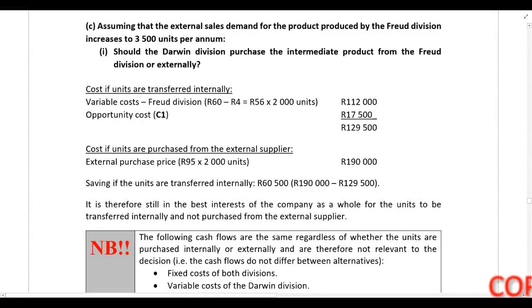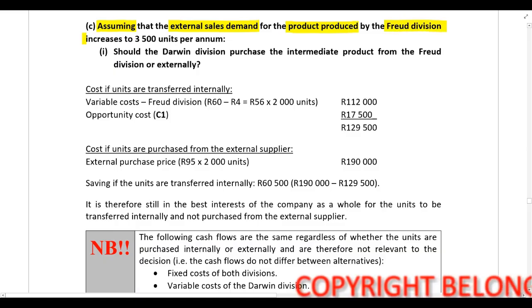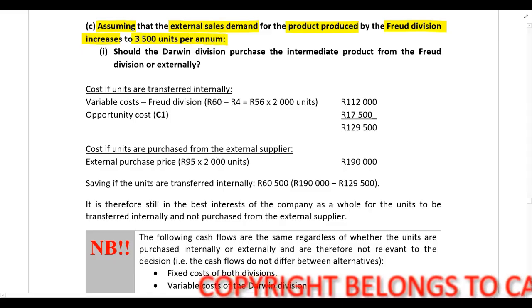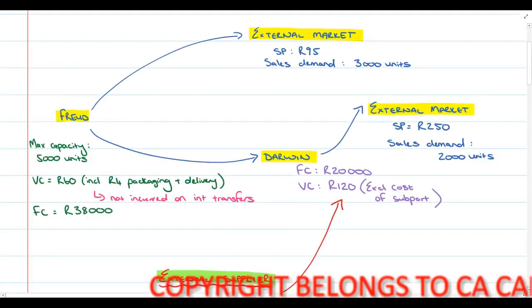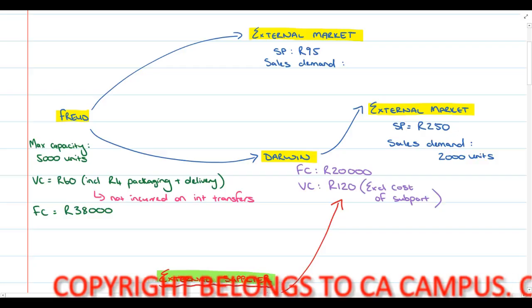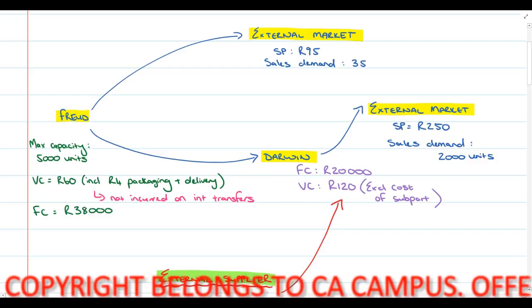Then in part C of the required, you need to assume that the external sales demand for the product produced by the Freud division increases to 3,500 units per annum. So let's change that on our diagram. The external sales demand is no longer 3,000 units, it's now 3,500 units.